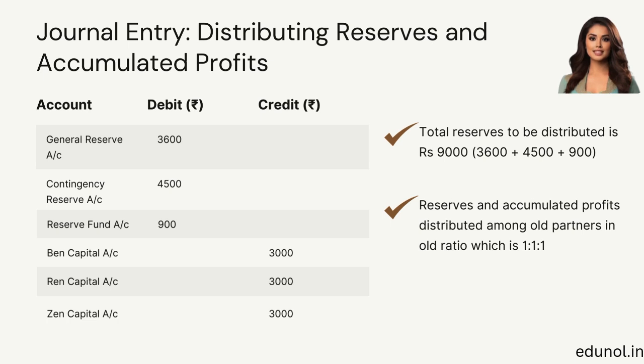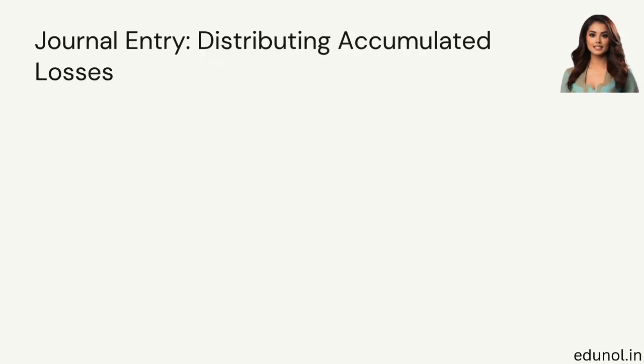This gets distributed among old partners in their old profit-sharing ratio of 1:1:1. As the profits are distributed among the partners, so their capital will increase. Increase in capital is credited. Next, we discuss the treatment for accumulated losses.